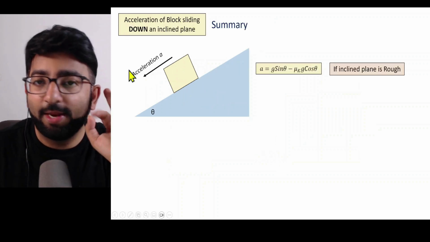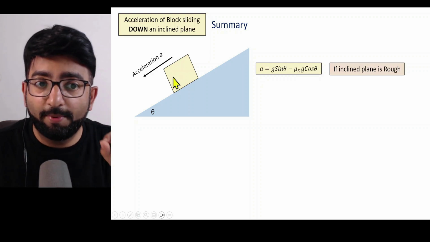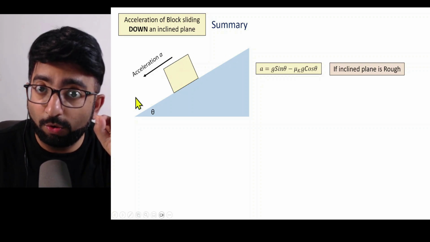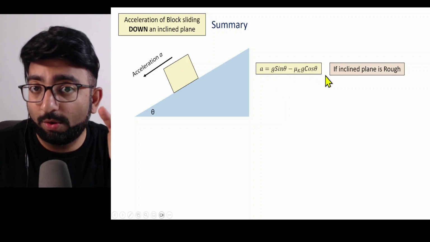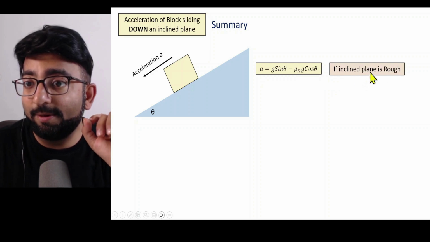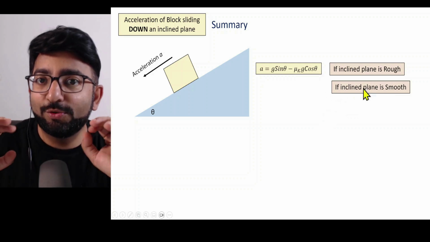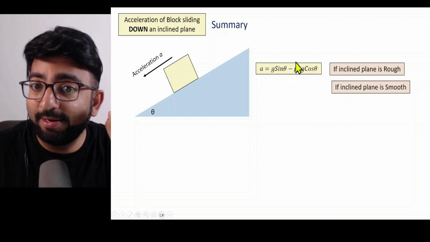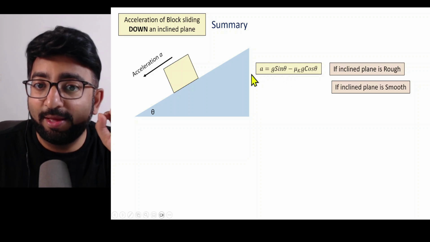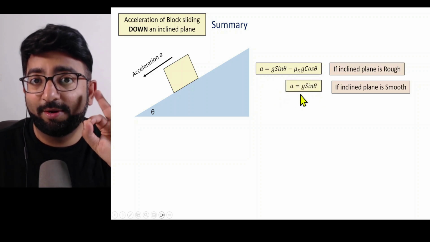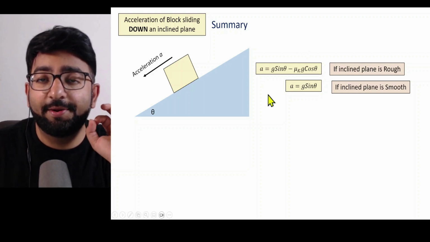So let's summarize. Whenever we have questions which deal with blocks sliding down an inclined plane, we need to remember the direction of acceleration is always along the incline and going downwards, and the magnitude will be g sin theta minus mu times g cos theta. This is assuming that the inclined plane is rough, which means friction is there. Imagine a situation where the inclined plane is smooth, so there is no friction at all. In that case, we can take the value of mu as 0. Mu 0 means it's a frictionless surface. Then the value of acceleration will be just g sin theta. So depending on whether the incline has friction or not, the value of acceleration will change.